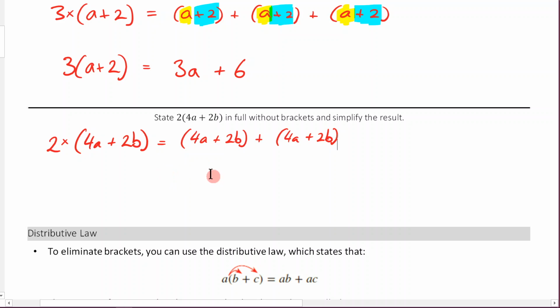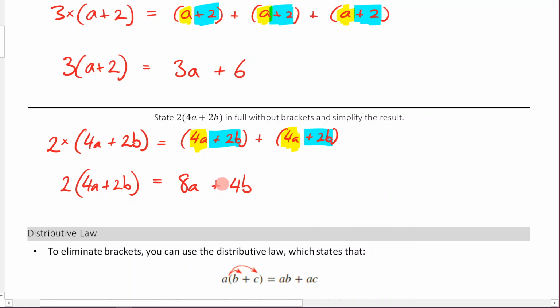We're now going to gather together the like terms. So for a, it's 4a plus 4a, which is equal to 8a. And then I can gather together my other one. So there's going to be plus 2b plus 2b, which is going to be equal to 4b. So I'm going to get plus 4b here. So that means 2 times 4a plus 2b is going to be equal to this.